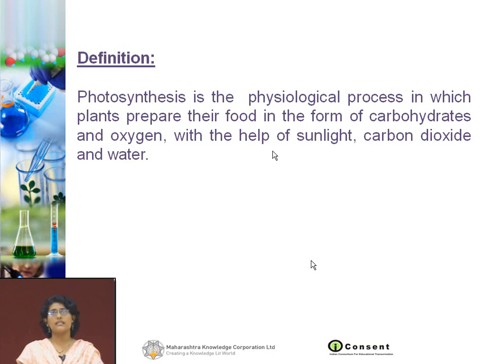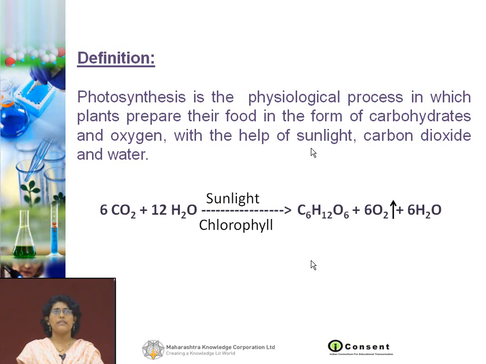Here you will notice that sunlight is the important material which is used by the plants during photosynthesis. There is no other physiological process available on the earth, or in the life on the earth, which utilizes this sunlight to produce any product. So plants are the only capable organisms on the earth which can use this sunlight and prepare their food. So let us now arrange this definition in the form of an equation.